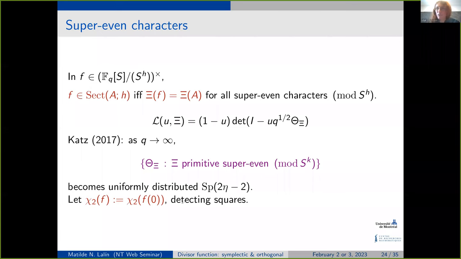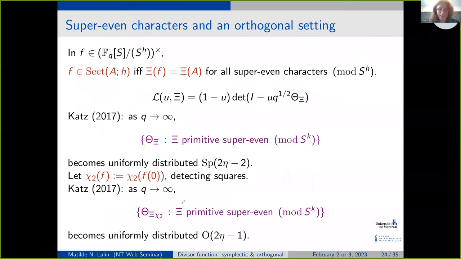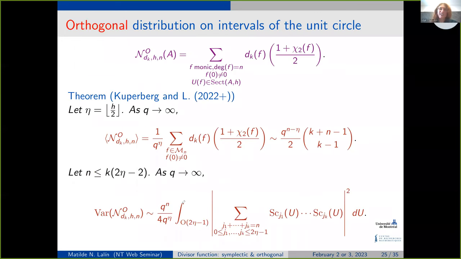Now, here's a twist, and this is pun intended. The twist of the story is that if you twist your character by this chi2, there is another result by Katz that says that we get distribution on the orthogonal group. Okay, so then we can go back and cook up a problem that, I have to admit, is a bit more artificial than the one I had before, but we can cook up a problem where the distribution now is over the orthogonal group.